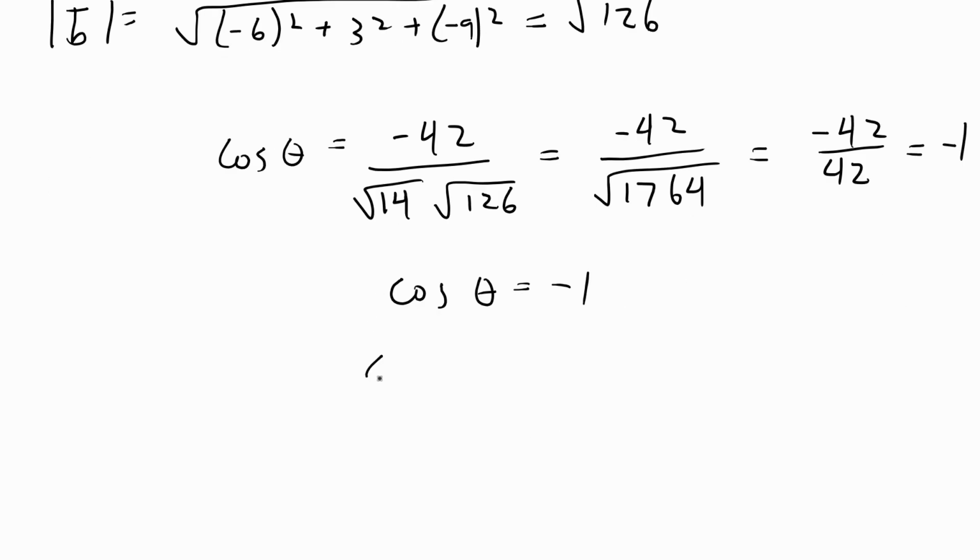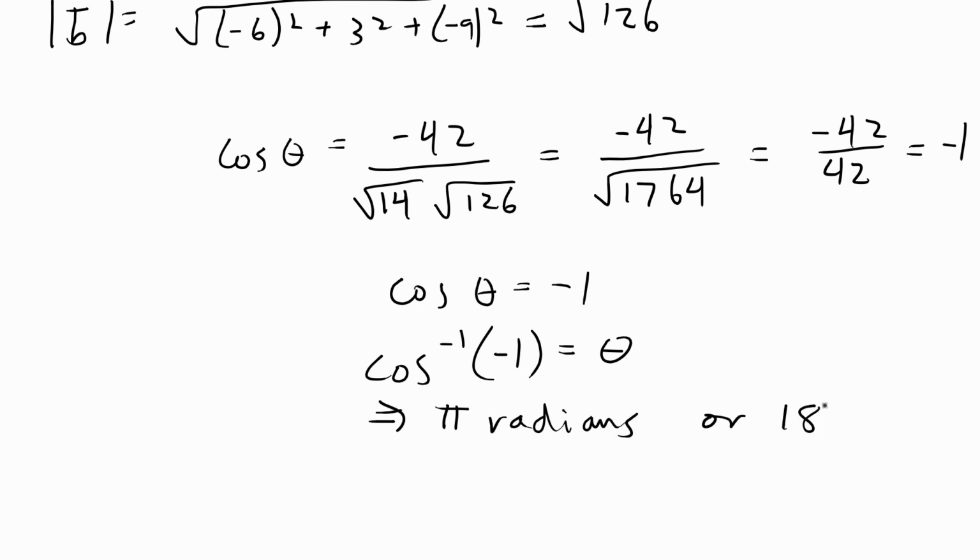If we take the arc cosine of -1, that's going to give us theta, and the arc cosine of -1 is equal to pi radians, or in degrees, it's equal to 180 degrees. And so this is our final answer, and we're done with this problem.